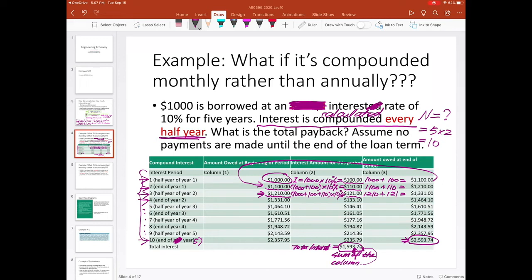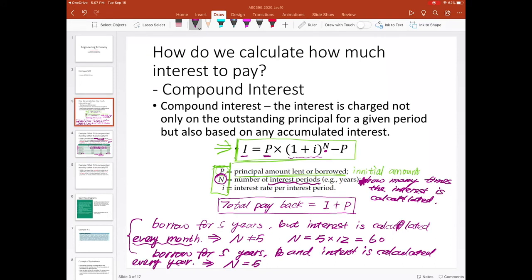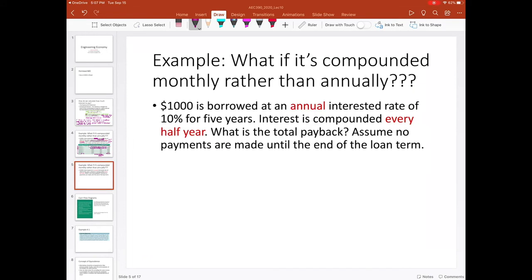Okay, but don't worry, you don't have to do the manual calculation like this. We said we have that equation to use, right? So same example, but now let's use the equation to solve this problem. The equation is on this slide. Okay, we just copy this. Because this is a compound interest problem, we use I equals P times (1 plus i) to the power of n, minus P.